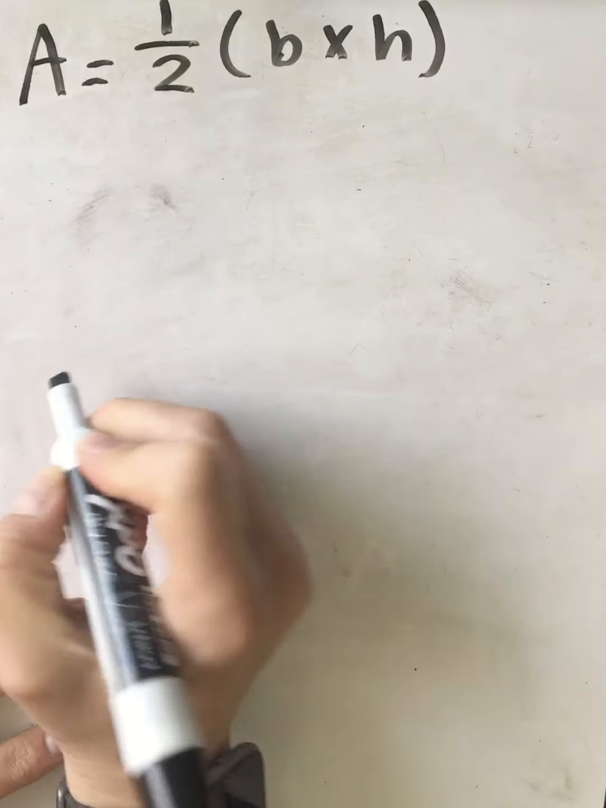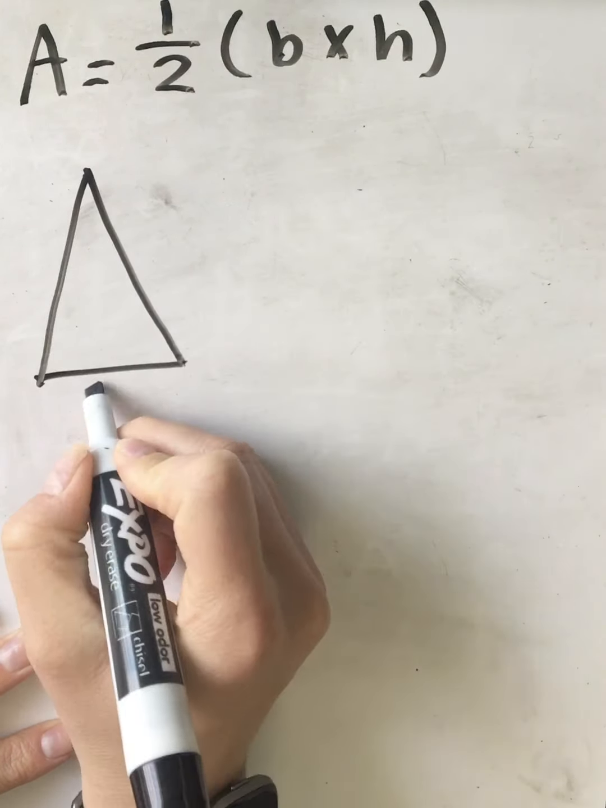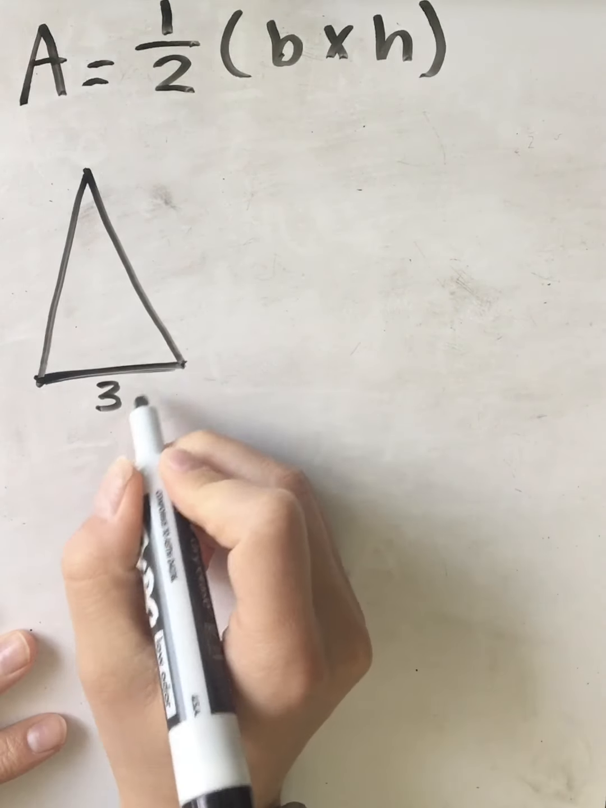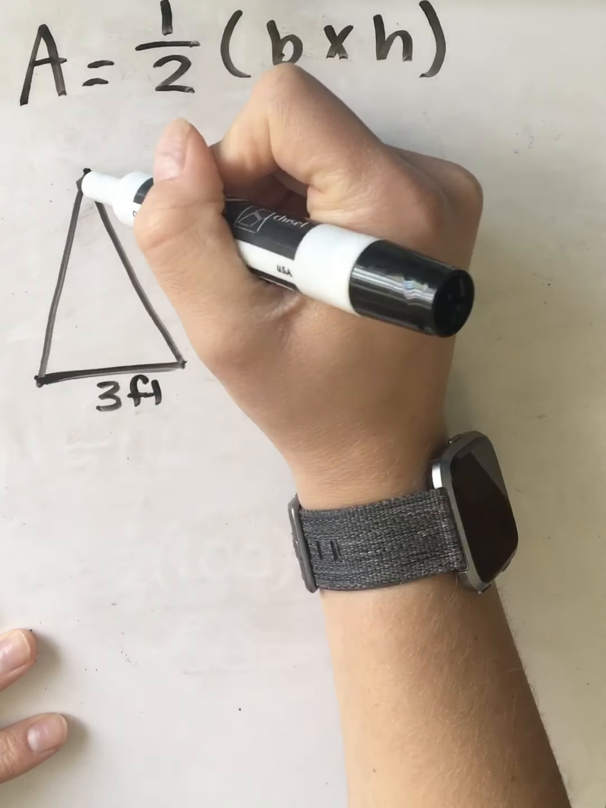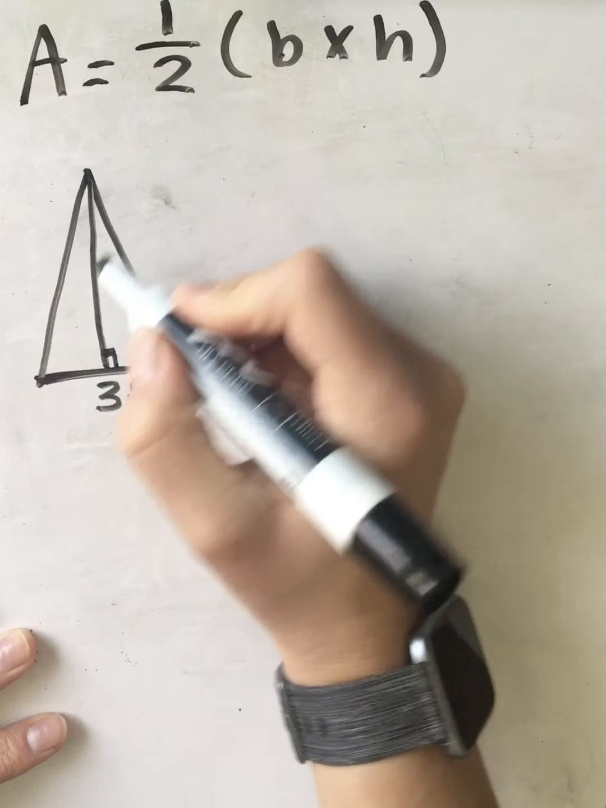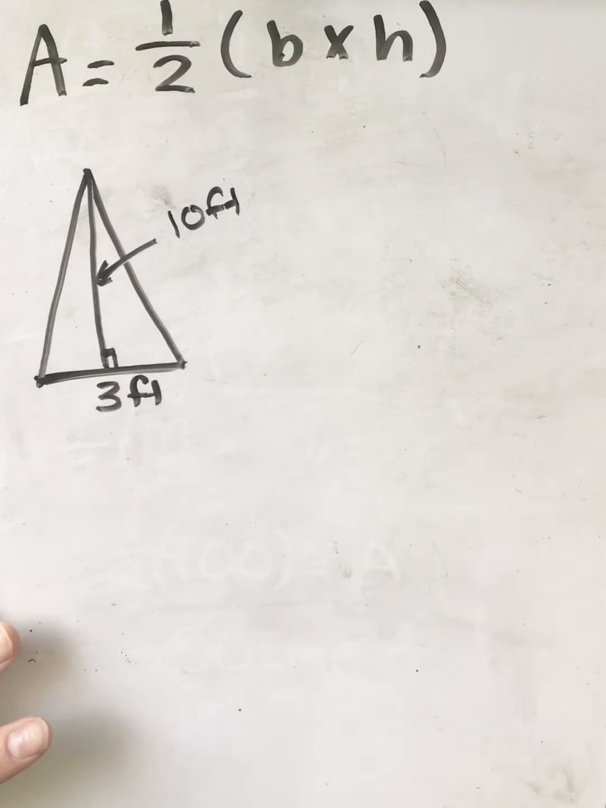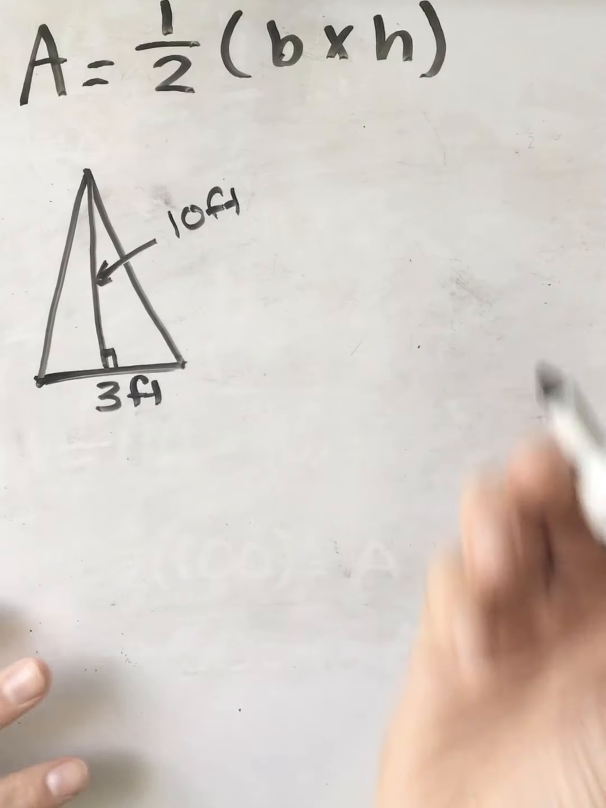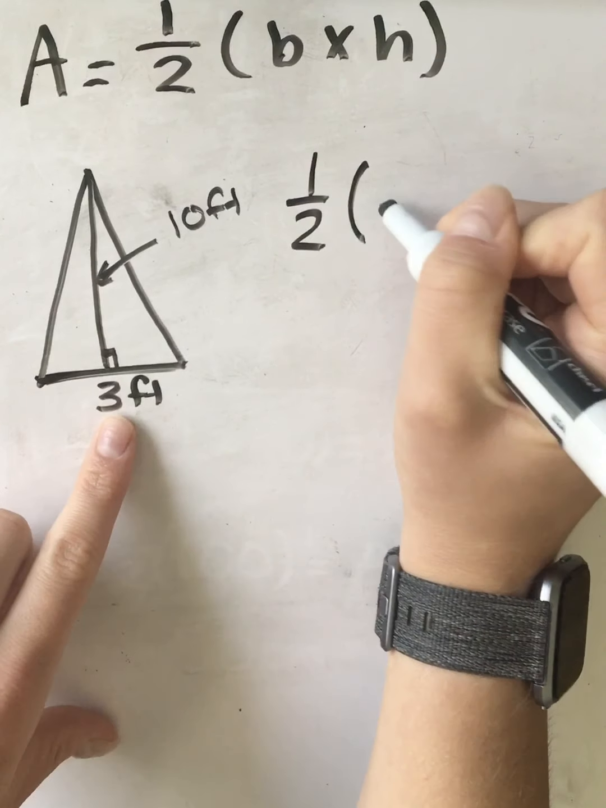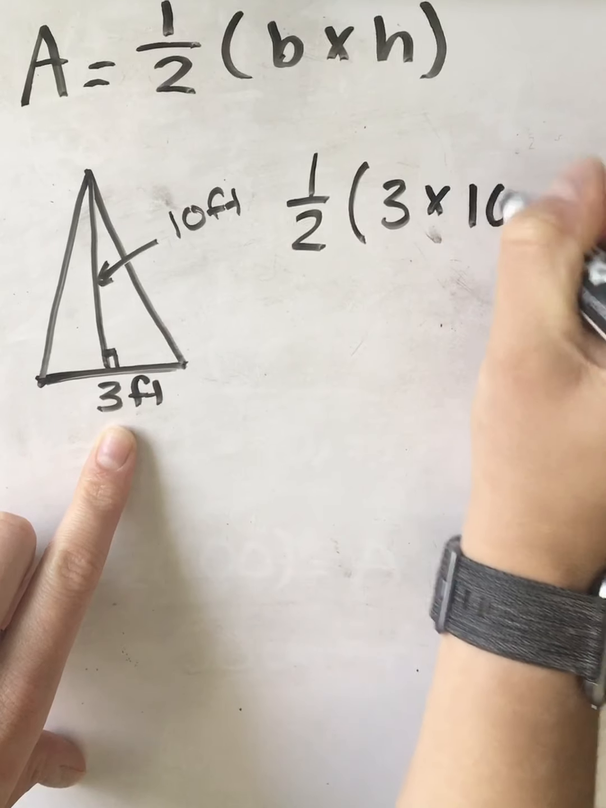So let's say I have a triangle that looks like this, and I'm told that the base, which we're going to use this side for the base, is 3 feet. And the height, which we know has to meet the base at a 90-degree angle, is 10 feet. Okay, so the base is 3 feet, height is 10 feet. I look at my formula and I'm going to say, well, 1/2 is constant, base is 3, I'm going to input that, and height is 10.